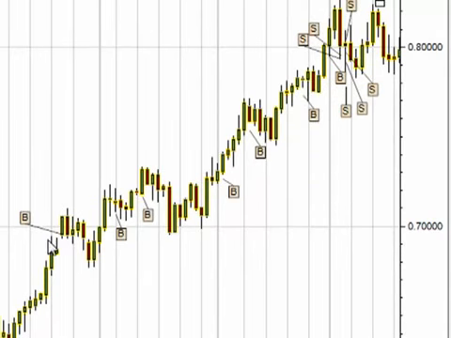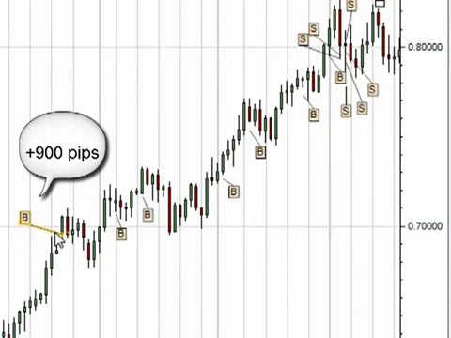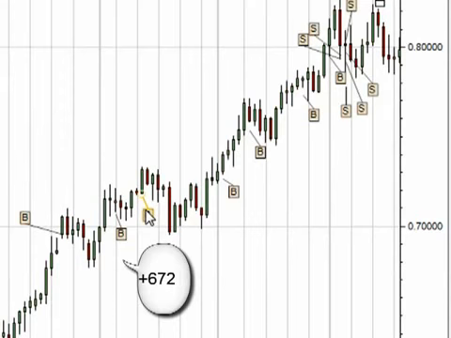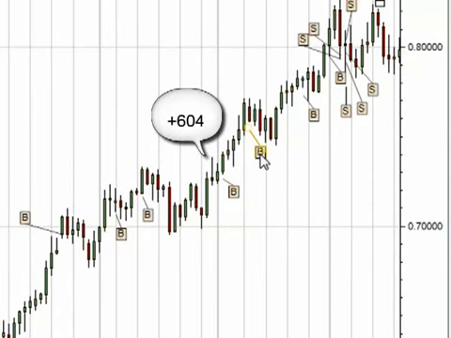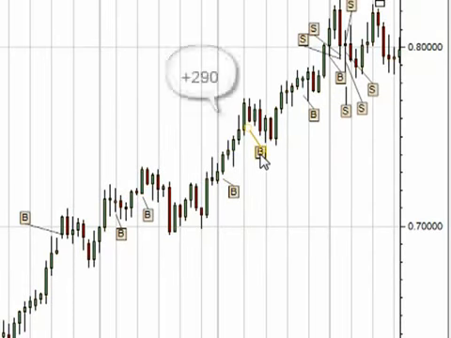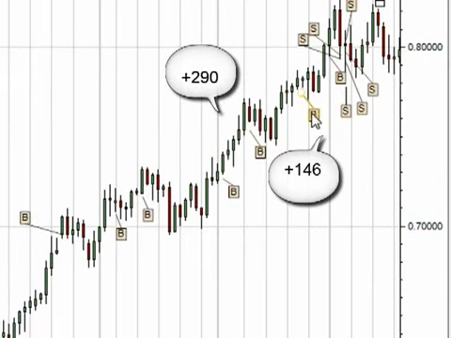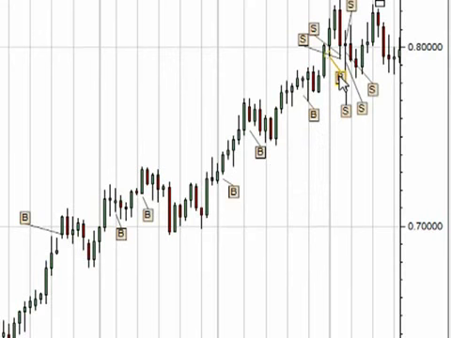There were 7 trades here. Starting with the first one here, we had a nice profit of 900 pips. The second one resulted in 672 pips. Then 715 pips. Then 604 pips, and it gets smaller as we go up because we're getting closer to the top. This one was 290 pips. Then we have 146 pips, and the last one we bought too high and ended up losing some money. We lost 150 pips here.